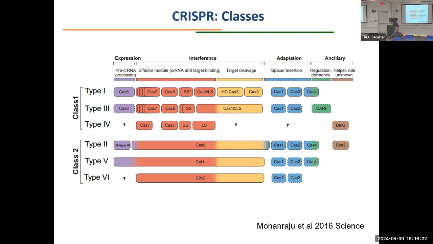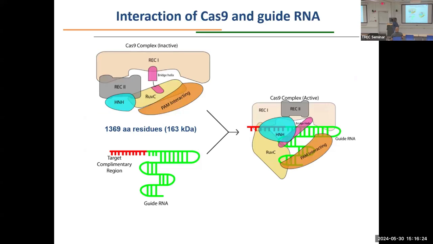So how does Cas9 interact with guide RNA? Before 2012, the Cas9 structure had not been identified. The Doudna group, at the same time as the University of Tokyo, crystallized the Cas9 structure, and they found that Cas9 is 1369 amino acids long, with a molecular weight of 163 kilodaltons. This is how the inactive Cas9 complex looks.